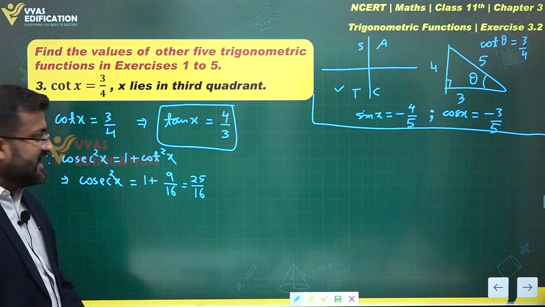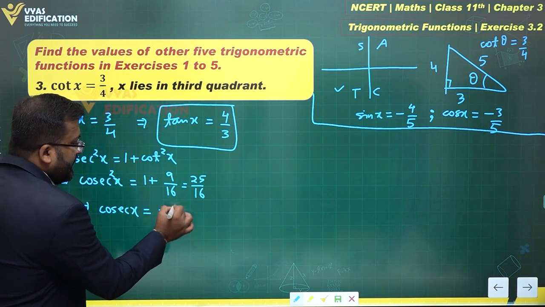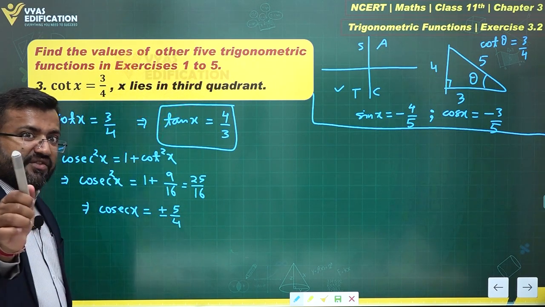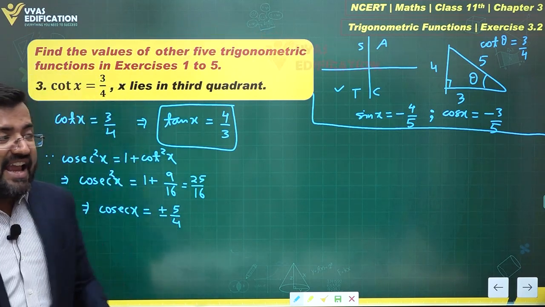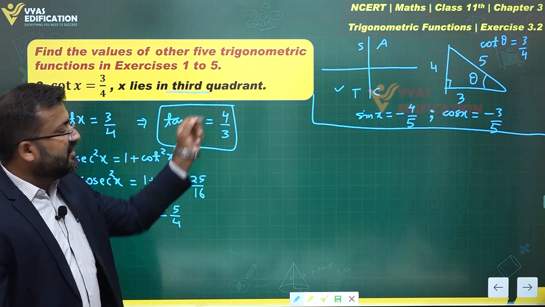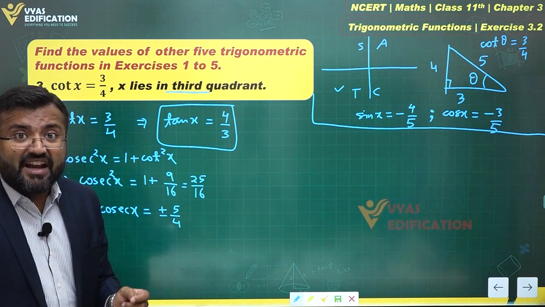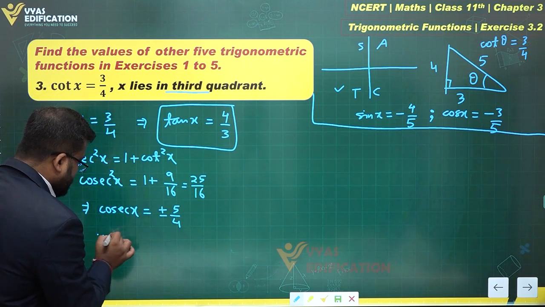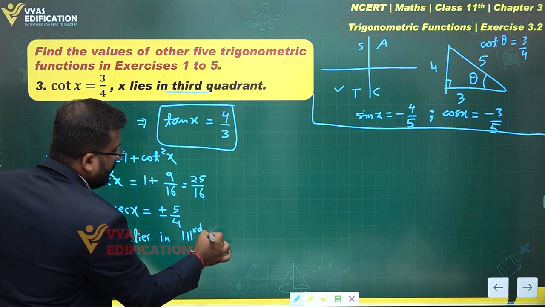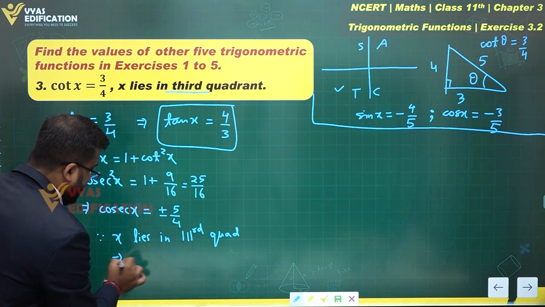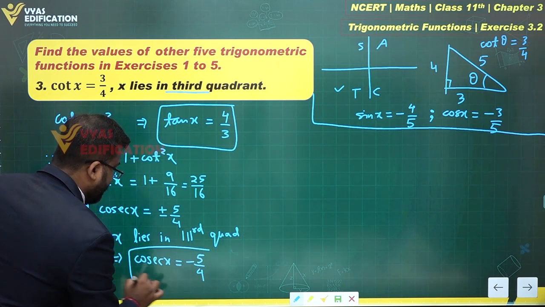Once you are through with this, we can easily say that cosec x will be plus minus 5 upon 4. The question is whether it will be plus 5 by 4 or minus 5 by 4, and the answer lies in the location of x. X lies in the third quadrant. In the third quadrant, tan and cot are positive, but cosec would be negative. So since x lies in the third quadrant, we can say that cosec x will be minus 5 by 4.